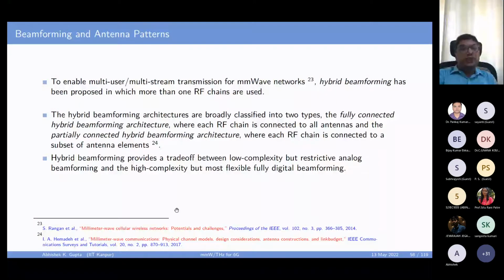And this hybrid beamforming provides a trade-off between the low complexity but restrictive analog beamforming and digital beamforming. Okay, so analog beamforming is low complexity but restrictive, but digital beamforming is highly complex but more flexible. So you choose a middle way. You choose some flexibility and some complexity to get the hybrid beamforming.